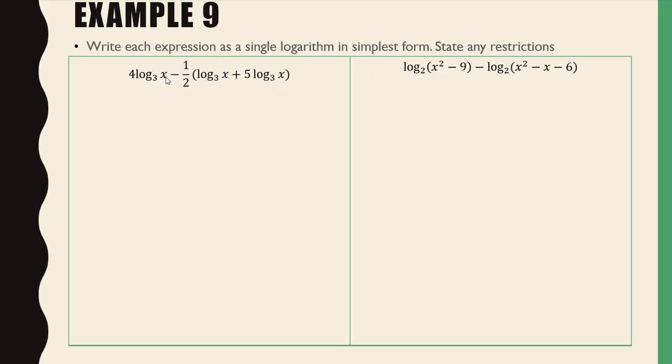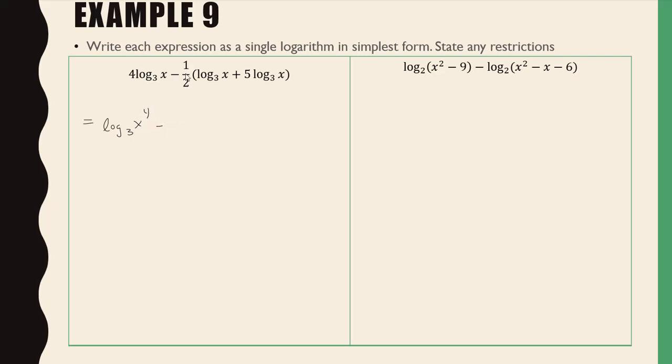This might be more of a concern if we're dividing by something somewhere in this, so we're going to keep an eye out for that. The first thing I'm going to do is use my power law, meaning I'm going to take all these coefficients and make them into the exponents inside the log. So I have log base 3, x to the power of 4.